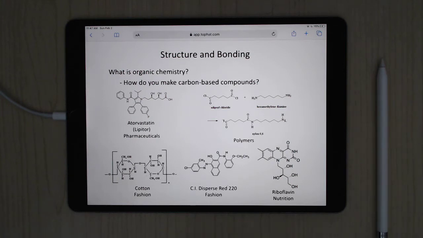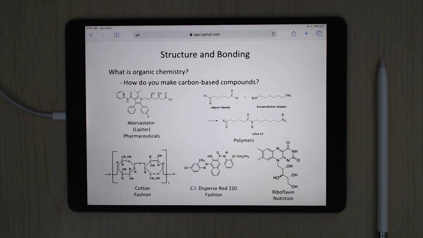And so, not only is it the basis for life, but it's also the basis for a lot of the products that we use in our day-to-day lives. The most obvious ones are the pharmaceuticals. Small molecule ones are still incredibly important for medicine. And even the biological ones are mostly proteins, things like that, which are organic based. And a lot of the polymers that we use.